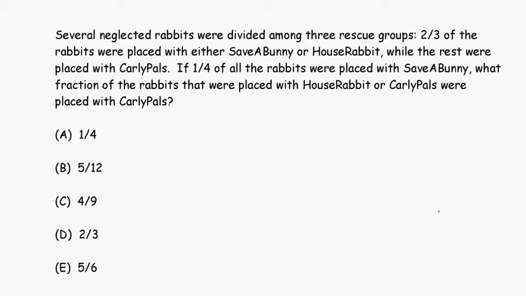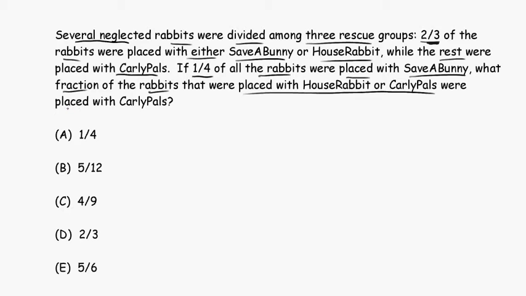All right. So let's read over this again a little bit more carefully. We have several neglected rabbits were divided among 3 rescue groups. 2/3, there's my fraction of the rabbits, were placed with either Save a Bunny or House Rabbit, while the rest were placed with Carly Pals. If 1/4 of all the rabbits were placed with Save a Bunny, what fraction of the rabbits that were placed with House Rabbit or Carly Pals were placed with Carly Pals? Yeesh. That's a lot of stuff there. But again, I took note of the trigger, fractions in the question and the answer choices, no whole value, so I know I'm going to have to pick a number for the unknown whole value.